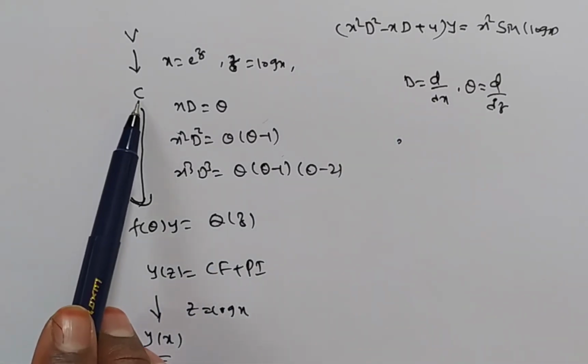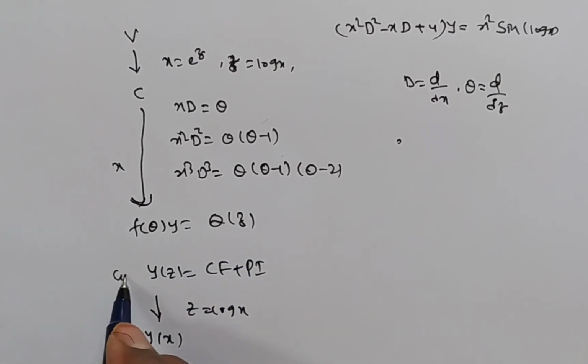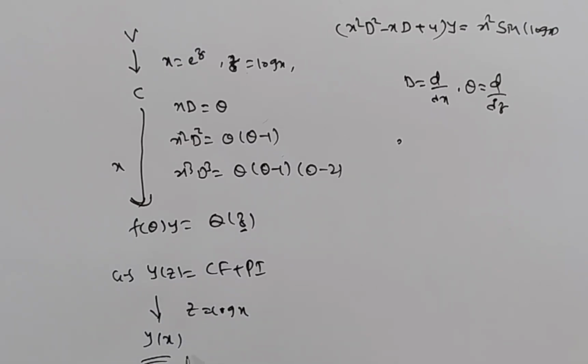Next it will be converted as f of theta into y is equal to Q of z. The general solution is y of z, because it is in terms of z. Y of z is equal to complementary function plus particular integral. So we need to find the complementary function and particular integral, and finally you will get the solution in terms of z. We replace z by log x, then you will get the y of x form. This is the final solution.